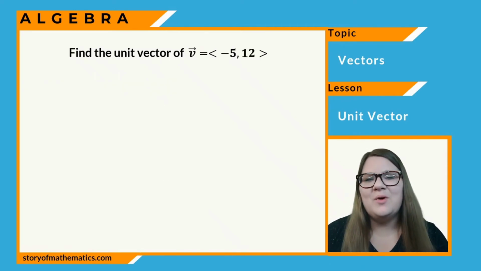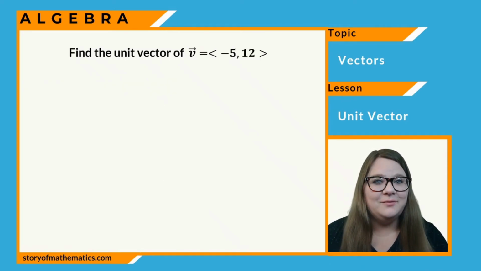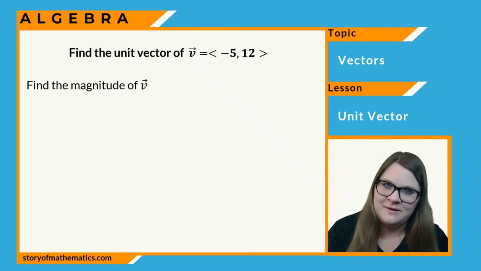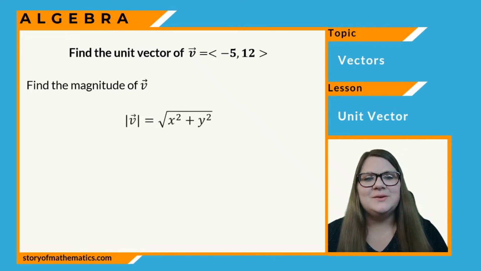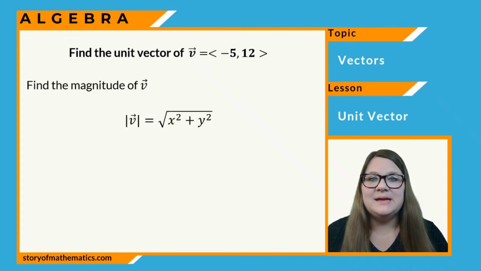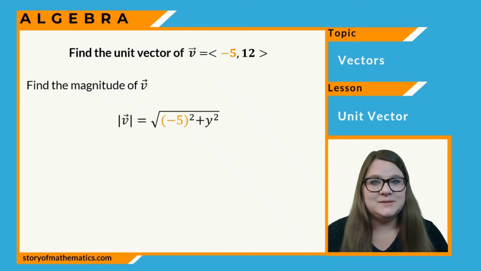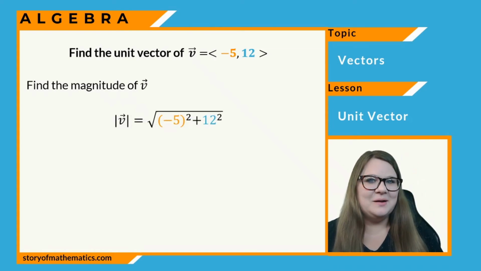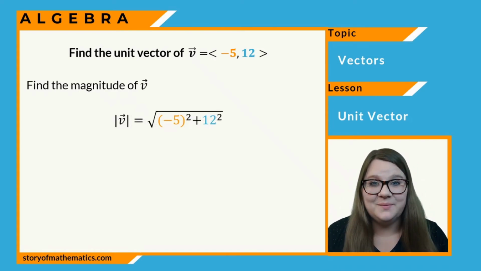How about this one, where our vector is -5, 12? Well, just like before, in order to find the unit vector, I have to divide by the magnitude, which of course means I need to first find the magnitude. So I'm going to use this formula. I'm going to replace the x in the formula with my x component, which is -5. So this becomes -5 squared instead of x squared. And then plus the y component is 12, so plus 12 squared. And all of that's still under the square root.